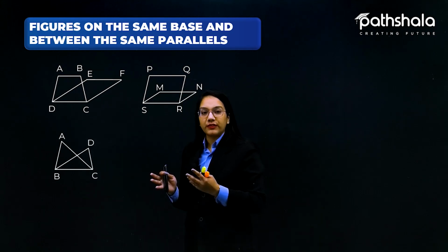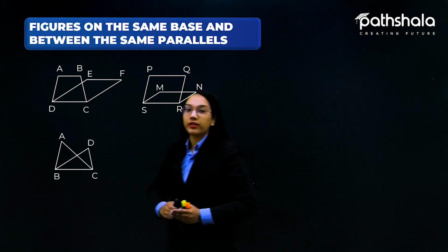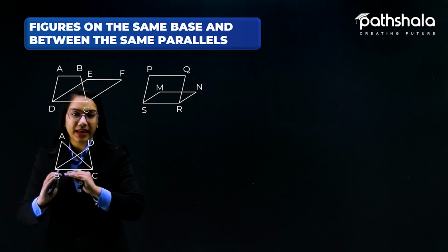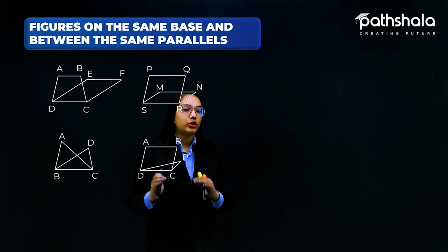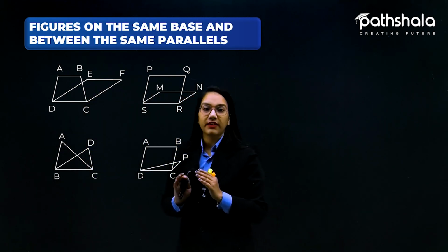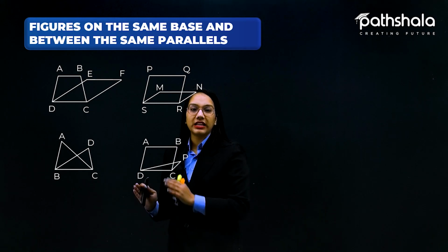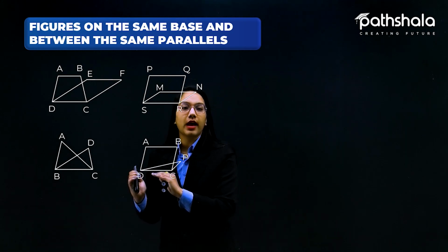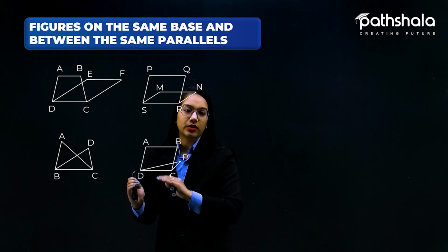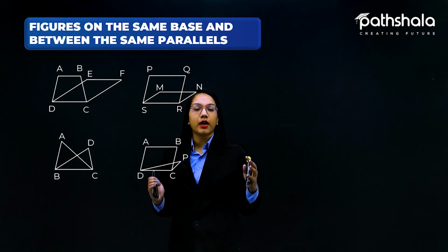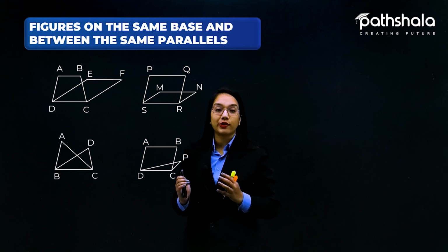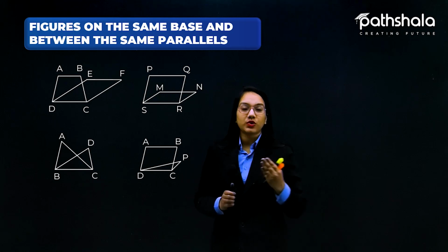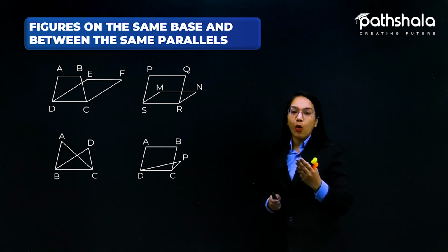Furthermore, in this figure you can see that we have two triangles, ABC and DBC. Again, both of them are lying on the same base. In this other figure, we have a parallelogram ABCD and a triangle PDC. Again, both of them are lying on the same base, which is nothing but DC. So you can easily find the common base on which both figures are lying. It is quite an easy thing to find the common base of all these figures.